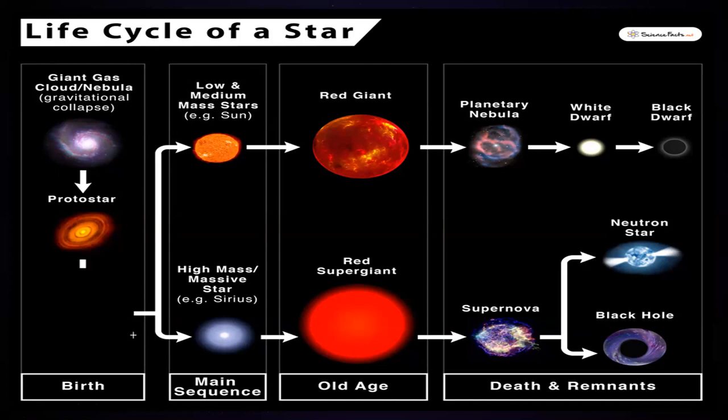So for example, if you have a protostar with a mass the same as the mass of the sun, heavy high mass stars have about 8 times or more the mass of the sun. And the low mass stars are, for example, 3 times the mass of the sun or the same as the mass of the sun. So first, what will happen, the low mass star will form a stable star.